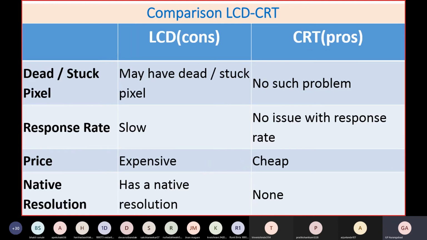Then dead or stuck pixel, this is a problem with LCD. You might have noticed that if there is certain damage to your LCD, or some portion is damaged in the integrated circuit, then you may have a dead or stuck pixel, which will always look like a dark, bright color or black spot. No such problem in CRT. Response rate: LCD has a slow response rate. No issue with the response rate in CRT. The response rate of CRT is much better.